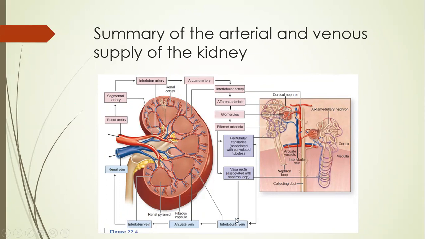Okay. Then it drains into the larger vein. This is called the interlobular veins. From there into the arcuate vein. Same names, just like the arcuate artery. Interlobar arteries, interlobar veins, and from there into the segmental veins, and from there into the renal vein. Okay. So this is the whole journey of the blood into the kidney.